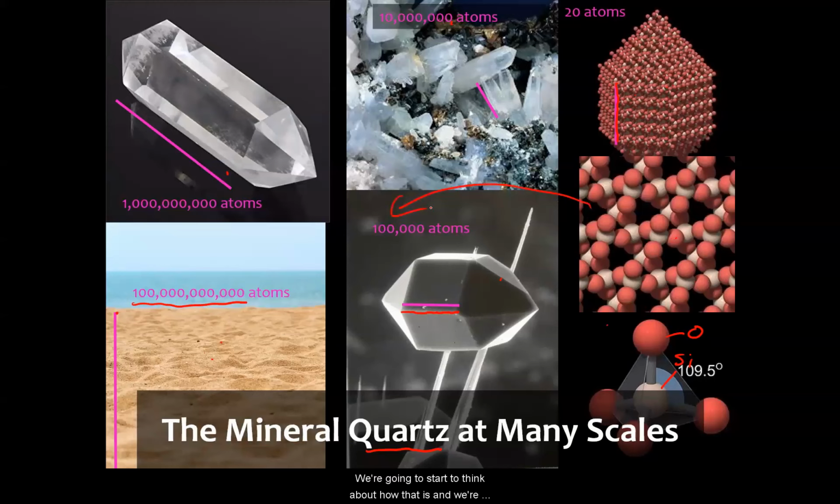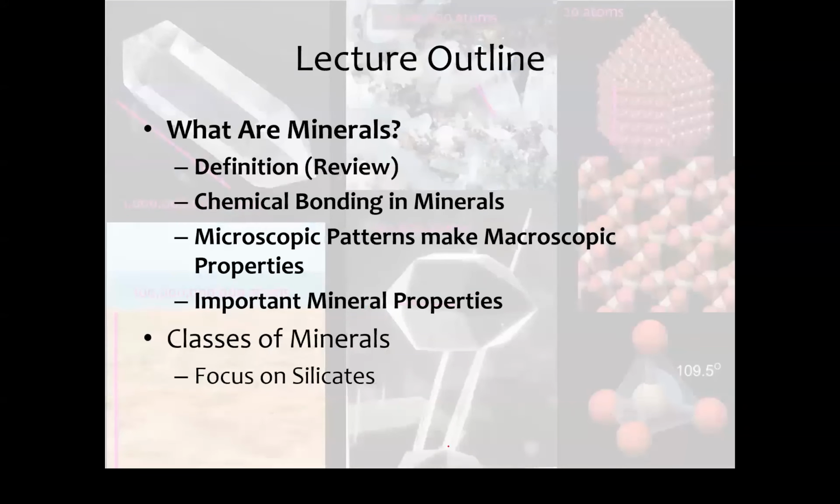So we're going to start to think about how that is, and we're going to look at quartz in some detail and other related minerals. We're going to talk about the definition of a mineral and review that. You should know that after this lecture. You should be able to regurgitate that pretty well. I'm going to talk about the process of chemical bonding and how that controls the properties of minerals. We're going to talk about how microscopic patterns, the way that the atoms are connected to each other, make macroscopic properties, microscopic being the opposite of macroscopic.